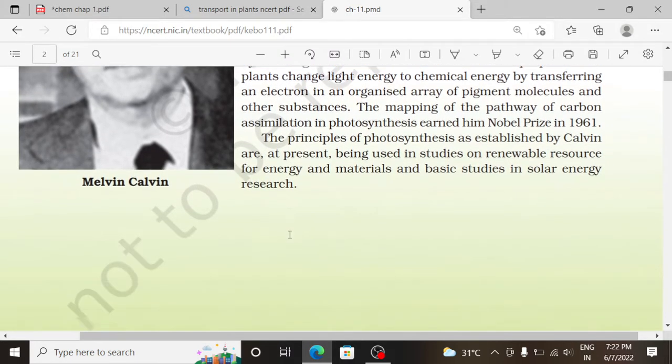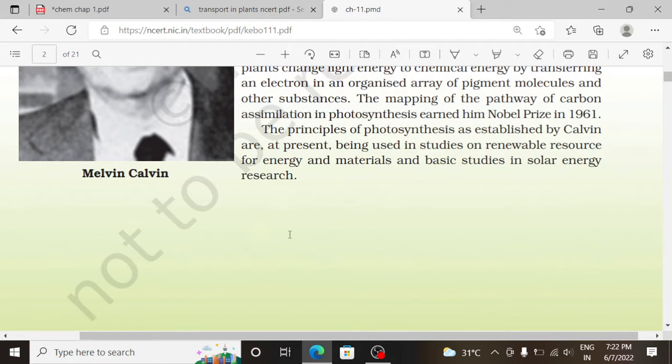The principles of photosynthesis as established by Calvin are at present being used in studies on renewable resource for energy and materials and basic studies in solar energy research.